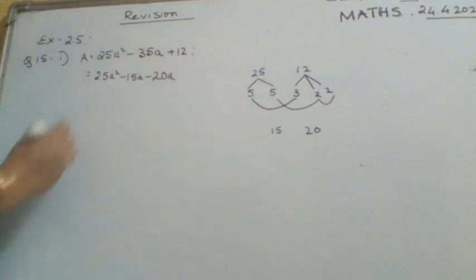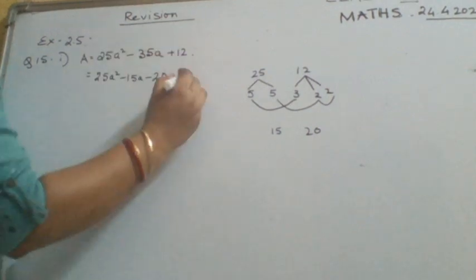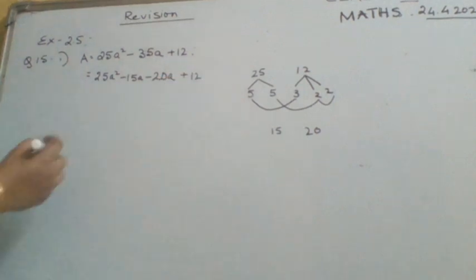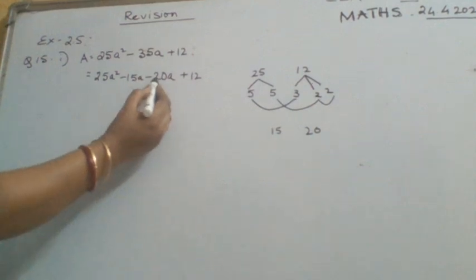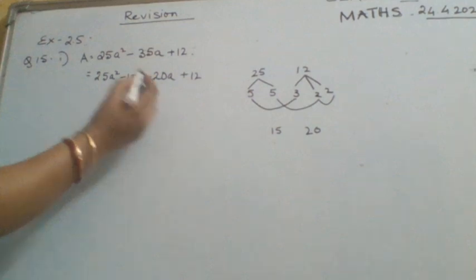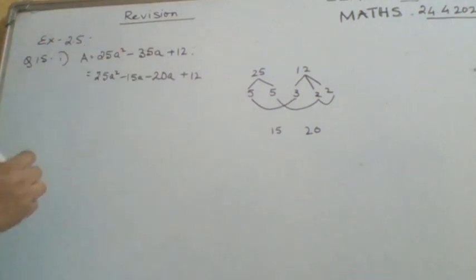That gives you minus 35a. And the last term remains as it is, that is your 12. So this way, now you can find the product of these two terms. Minus minus is plus. 15 into 20, that gives you 300. Same here, 25 into 12, if you find the product, that will be 300. Along with that is a square.